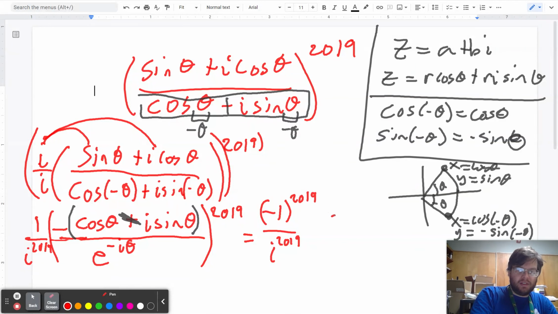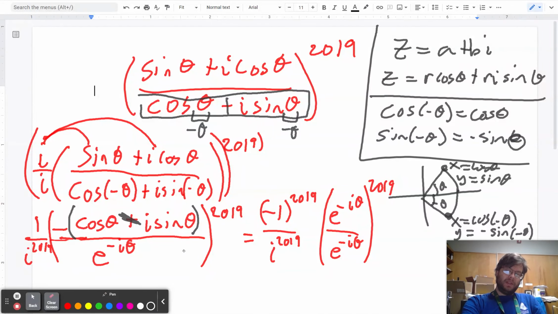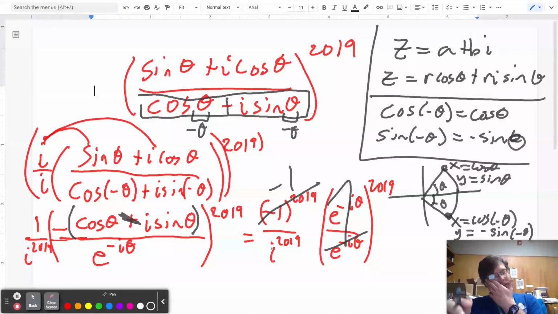And on the inside, I've got e to the negative i theta over e to the negative i theta, raised to the 2019. So I think it's very possible I screwed up positive or negative there, but that's kind of my thought process. This piece inside the parentheses is equal to 1. This piece right here is equal to negative 1. This piece right here, let's see, if it was 2020, that'd be a multiple of 4. Every 4 copies of i gets you to positive 1.